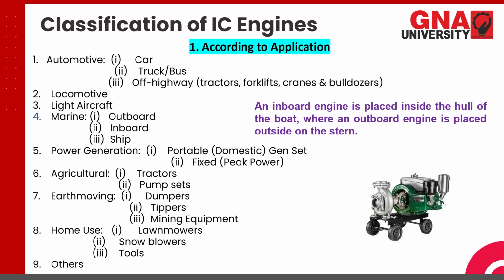Power generation, we have portable domestic gensets and fixed peak power gensets. In agriculture we use tractors and pump sets. In earth moving devices we have dumpers, tippers, and mining equipment. For home use we have lawn mowers based on engines, snow blowers and other tools.